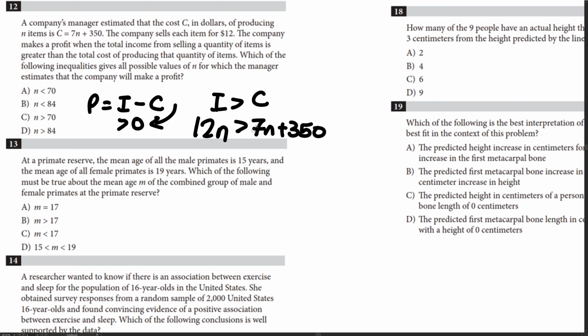And now let's just move this N to one side: 5N greater than 350. N is greater than 70, and it would be C. These are random answers. These are calculation errors, 84, and this is just the wrong side because in order to make a profit, you need more income than you actually have cost.